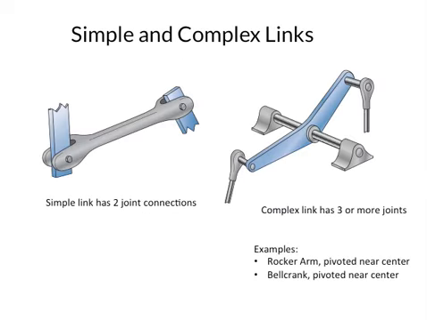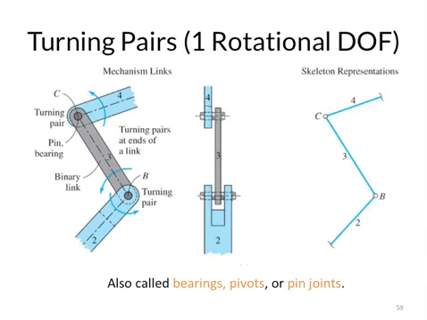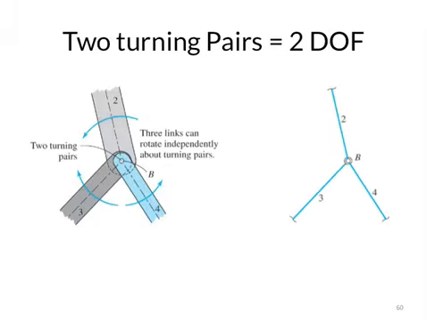A link can have more than two connections. Connections between two links are often called kinematic pairs. Another name for a pin joint connection is a turning pair. Be careful with three links connected on the same pin. They can move independently as two turning pairs and thus allow two free degree of freedom motions.